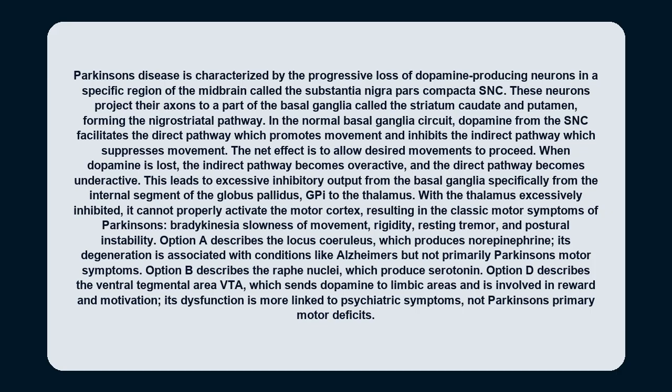Option A describes the locus coeruleus, which produces norepinephrine. Its degeneration is associated with conditions like Alzheimer's, but not primarily Parkinson's motor symptoms. Option B describes the raphe nuclei, which produce serotonin. Option D describes the ventral tegmental area, VTA, which sends dopamine to limbic areas and is involved in reward and motivation. Its dysfunction is more linked to psychiatric symptoms, not Parkinson's primary motor deficits.